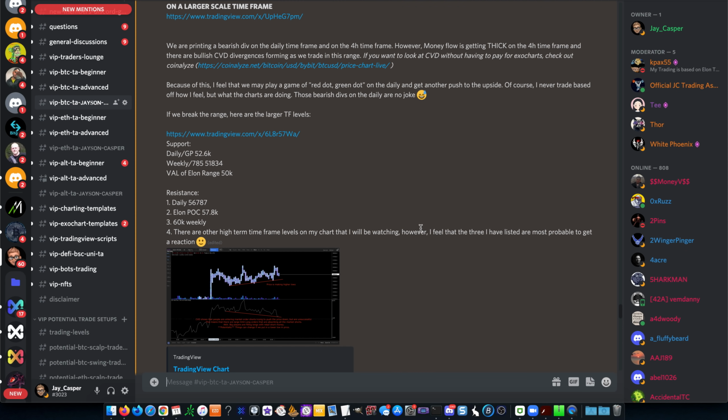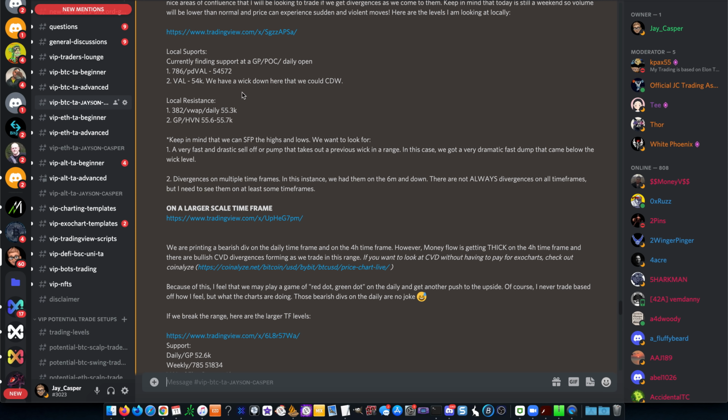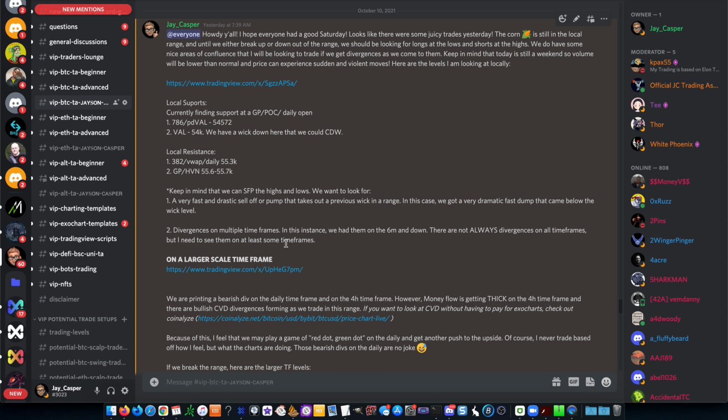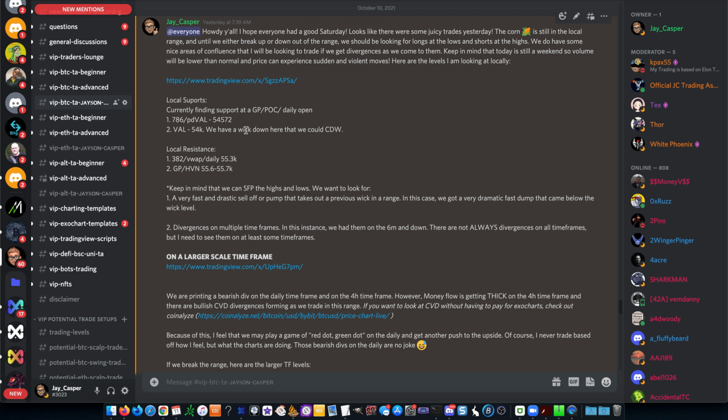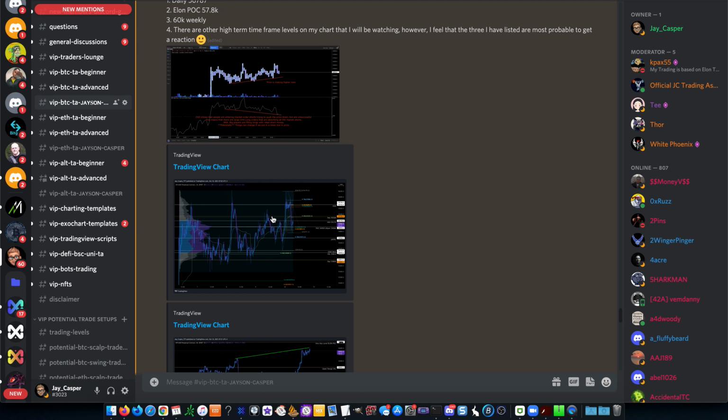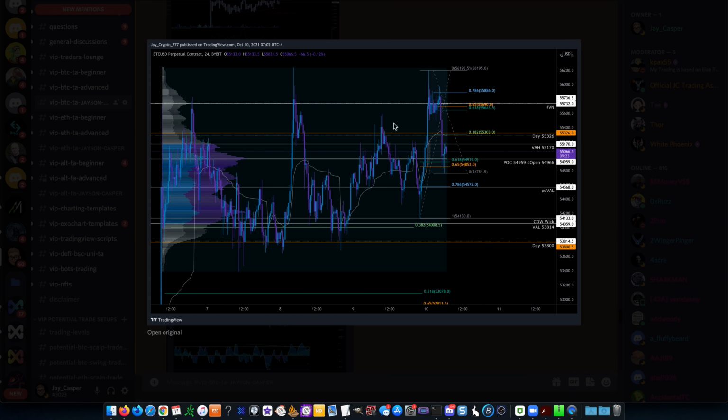Well, yesterday morning, there were a number of trades that I wanted to take. The first trade was right here where I wanted to short the golden pocket. Actually, I'm getting confused. Oh yeah, right here. I want to short the 382 VWAP and daily at 55.3K. Basically, these were the levels I was looking to short. Okay, these were the levels I was looking to short.